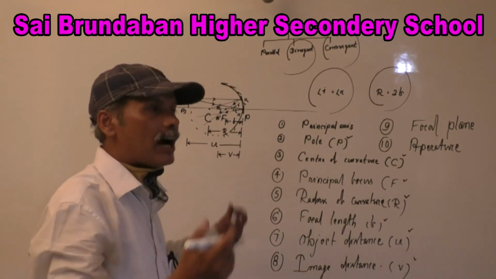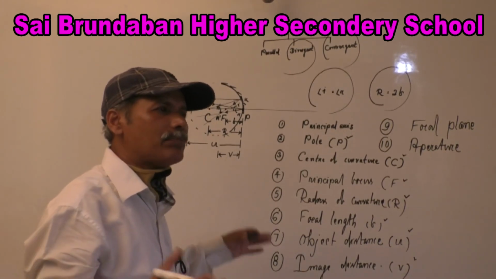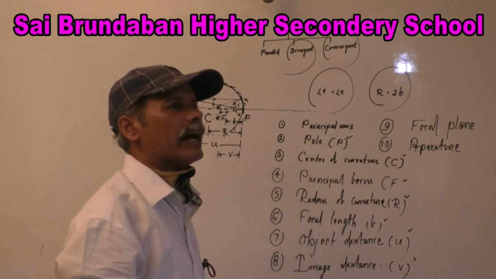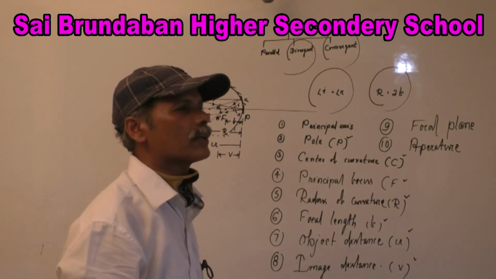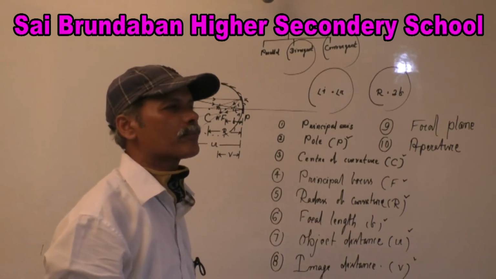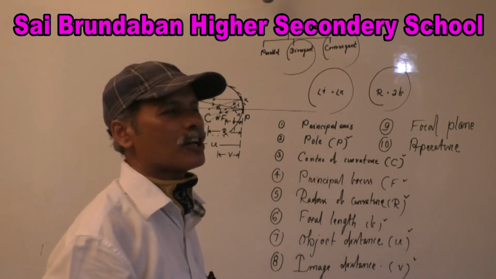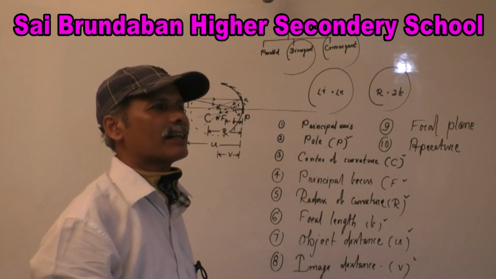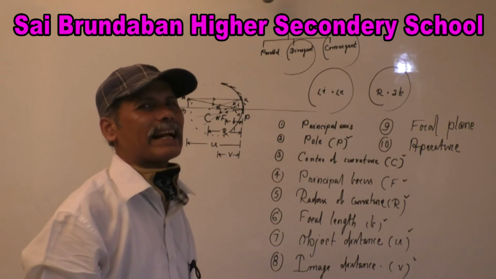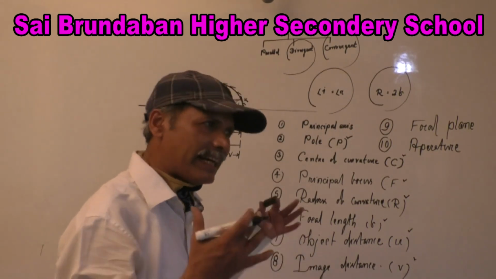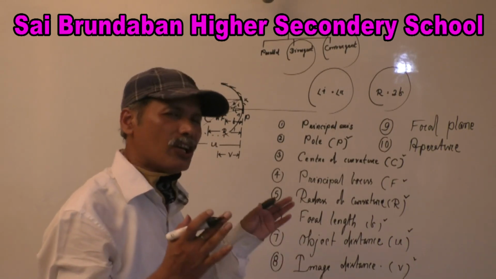Now I have to explain divergent rays and convergent rays in a spherical mirror using laws of reflection. So we have to explain divergent rays and convergent rays in a spherical mirror using laws of reflection.